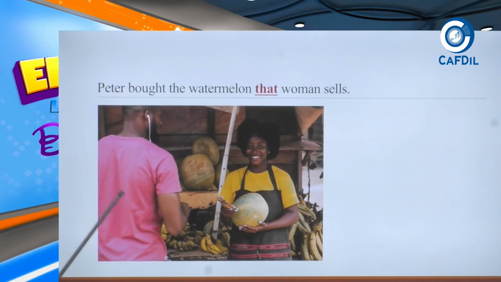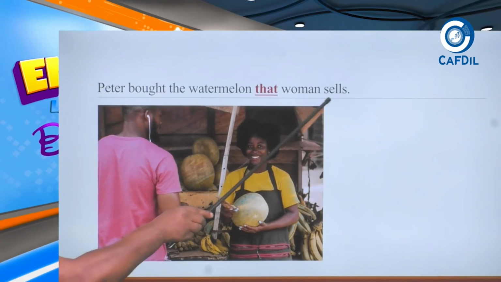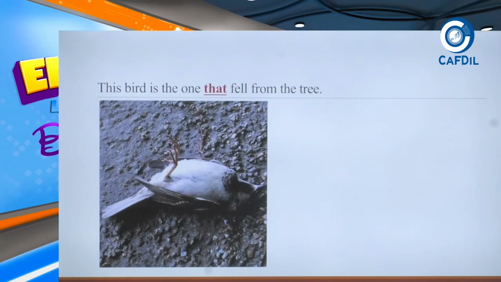Do you see anything else? No, except Peter buying from the watermelon seller. So Peter bought the watermelon that woman sells. Let's go to the next sentence.